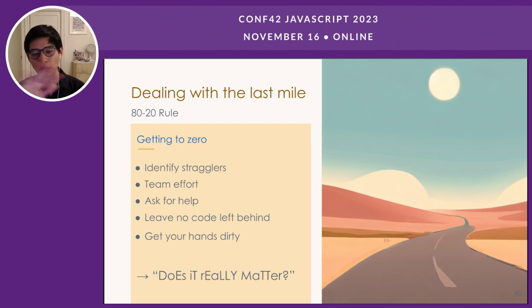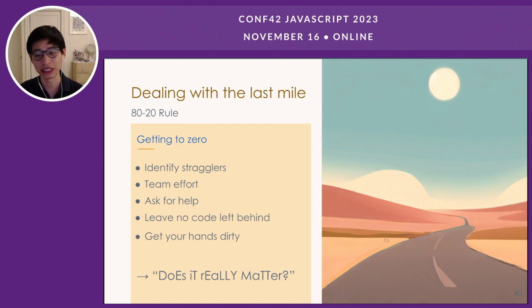But at the end of it, while we were trying to burn down the number of lint failures, what we ended up seeing was an 80-20 rule playing out in real life. The first 80% was quite fast, but the last 20%, the last mile, was really hard to get to 0. There were a lot of stragglers, but in the end we did a team effort. We asked other teams for help, and our team of volunteers in the task force ourselves took on these files and cleaned it up.